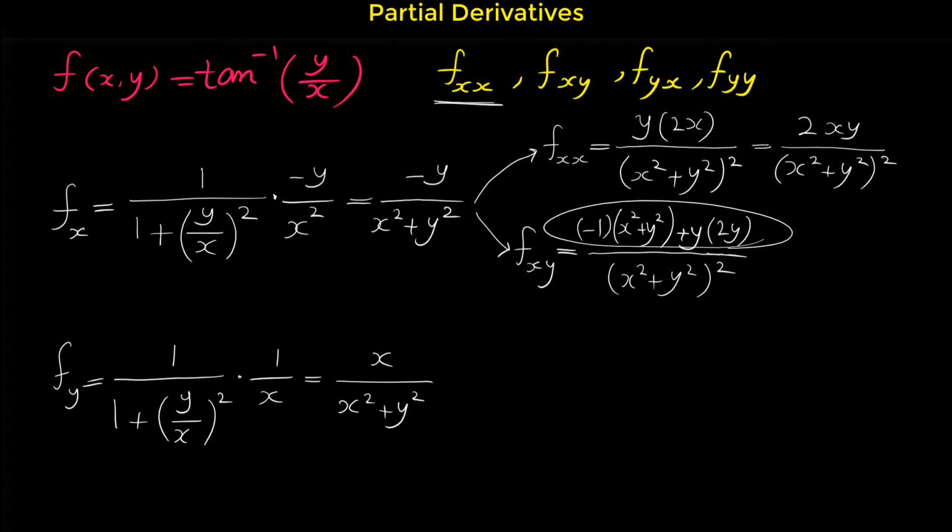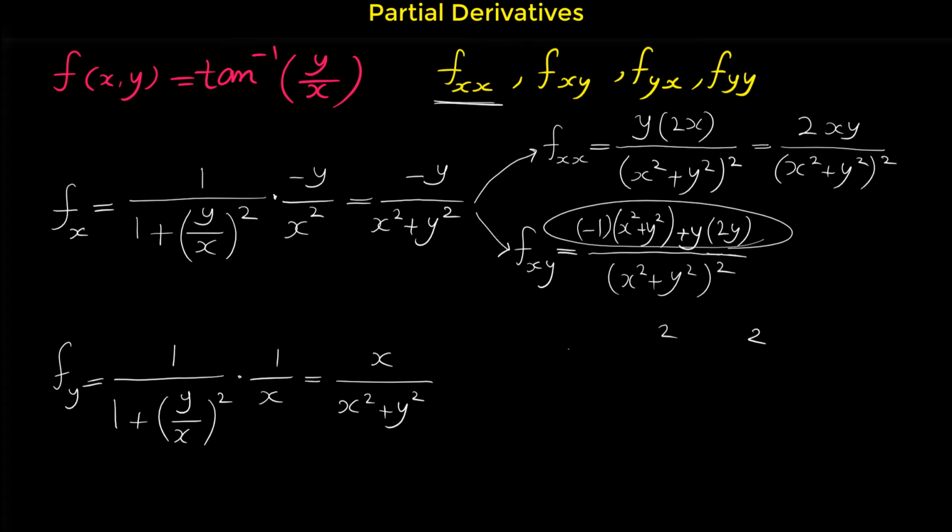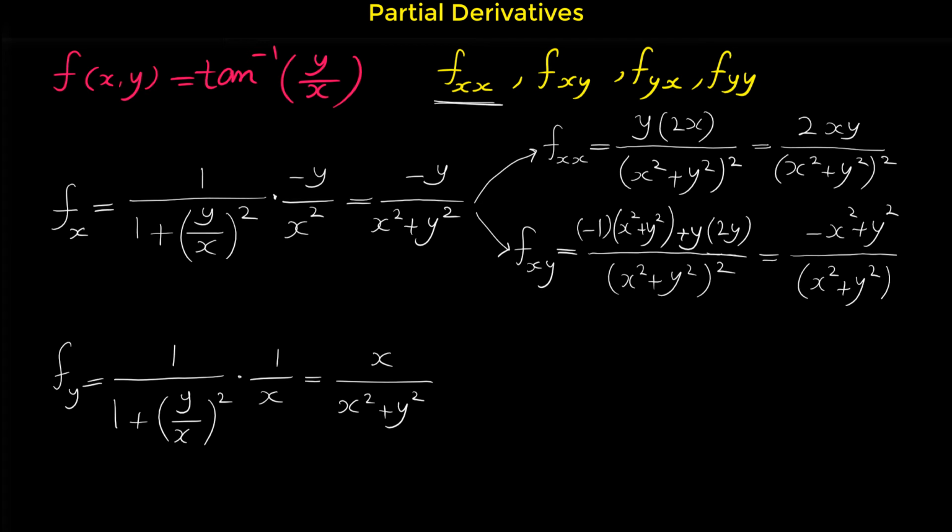If we simplify this expression, we have -x squared minus y squared plus 2y squared. -y squared plus 2y squared is y squared, and we have a -x squared here, so this expression is -x squared plus y squared. So numerator is -x squared plus y squared, and x squared plus y squared squared is denominator.